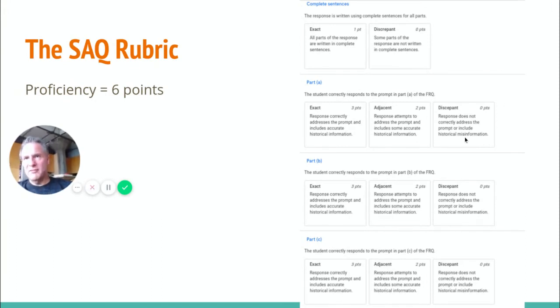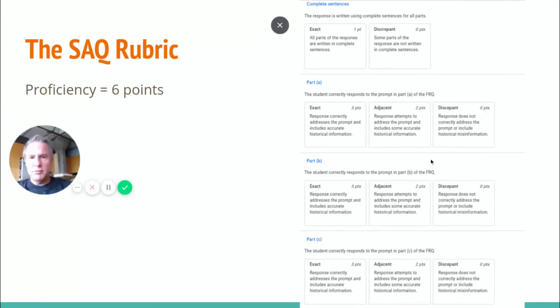If you're discrepant for 0 points, where nobody wants to live, that again means that the majority of your history was wrong, or you completely misread the prompt and you answered it completely incorrectly. You just botched that response. That's what discrepant means. So most of you are going to live between exact and adjacent. And probably the biggest struggle is just remembering on explain questions to have, in all caps, how or why, to make sure that you're answering the question and not just describing.